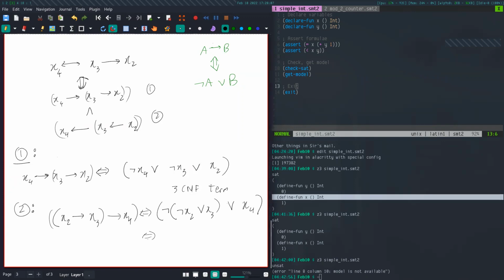Now the problem is that you have this not over here, so this is not in 3CNF form. You'll have to use De Morgan's. If you use De Morgan's, what you get is (x2 and not x3) or x4, right? And then you can use distribution. So you'll get two terms: x2 or x4, and not x3 or x4.